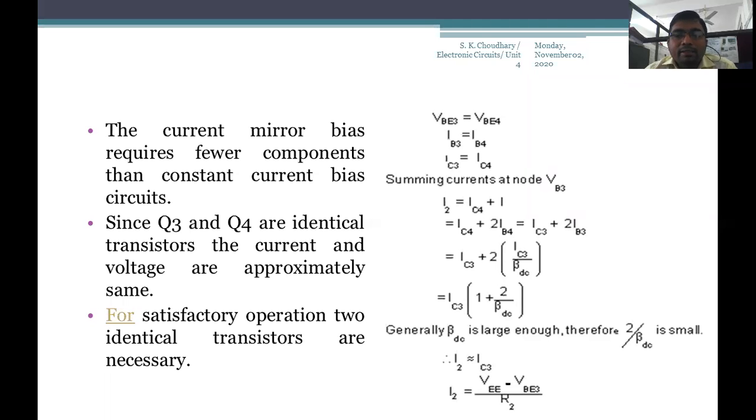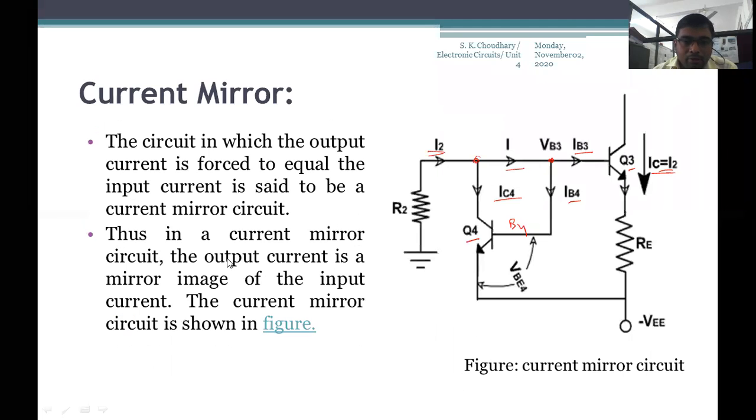And this is very important, consider that both transistors should be identical for satisfactory operation. So here you can see that according to the circuit diagram, if you remember this circuit diagram, I will show you the circuit diagram again, that both the transistors Q3 and Q4 are exactly matched. So all the terminal voltages and currents would be considered the same.